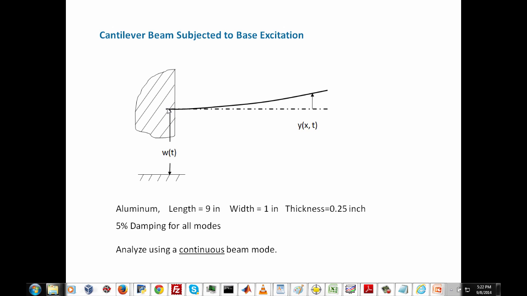In this case, our sample cantilever beam is fixed on the left end and free on the right end. It's going to be made from aluminum. The length will be 9 inches, the width will be 1 inch, and the thickness will be 1/4 of an inch. And we're going to assume 5% damping for all modes.